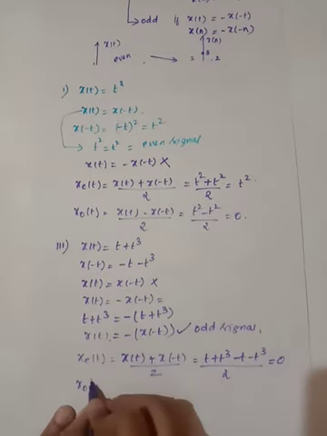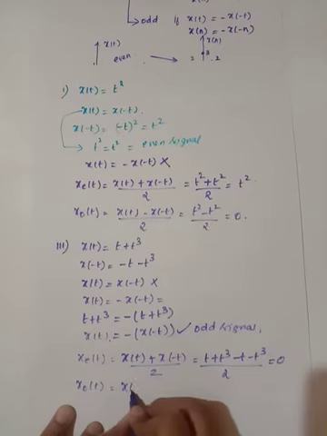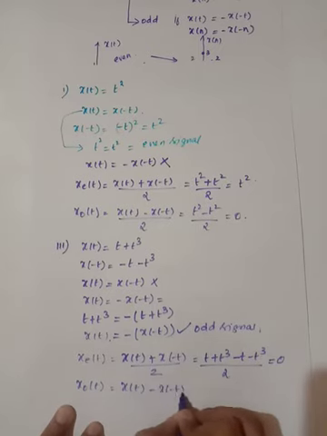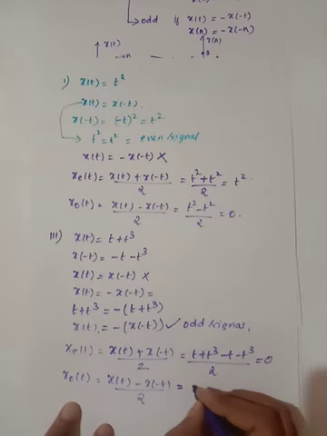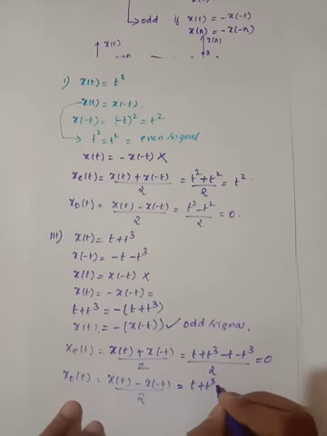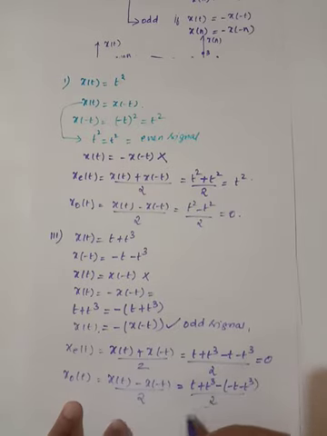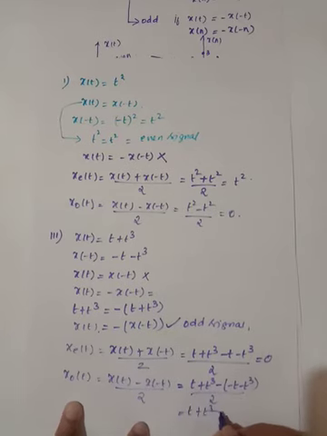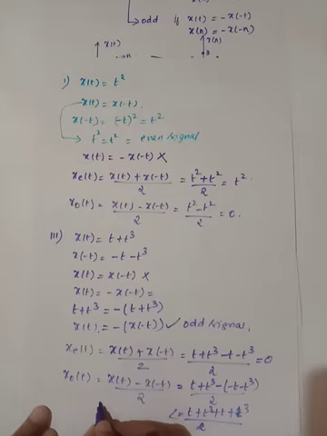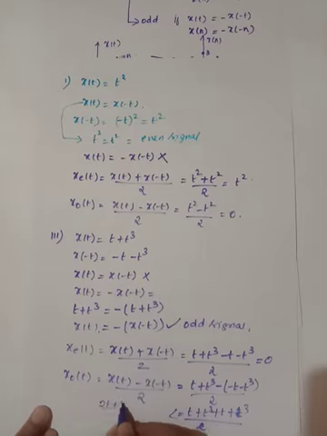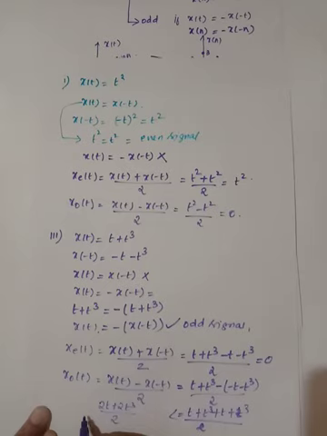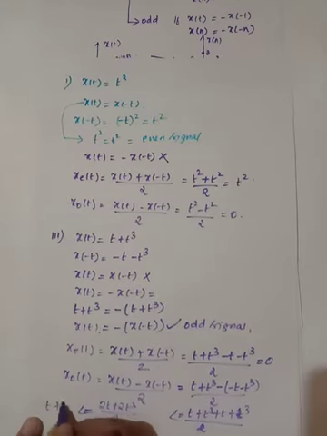And consider the odd part of the signal. Odd part of the signal is what? x of t minus x of minus t divided by 2. Okay, which is nothing but t plus t cube minus of minus t minus t cube, divided by 2. So when you multiply with minus, what you will get? t cube plus t cube divided by 2. So when you add these, what you will get? You will get 2t plus 2t cube divided by 2, which is nothing but your t plus t cube.